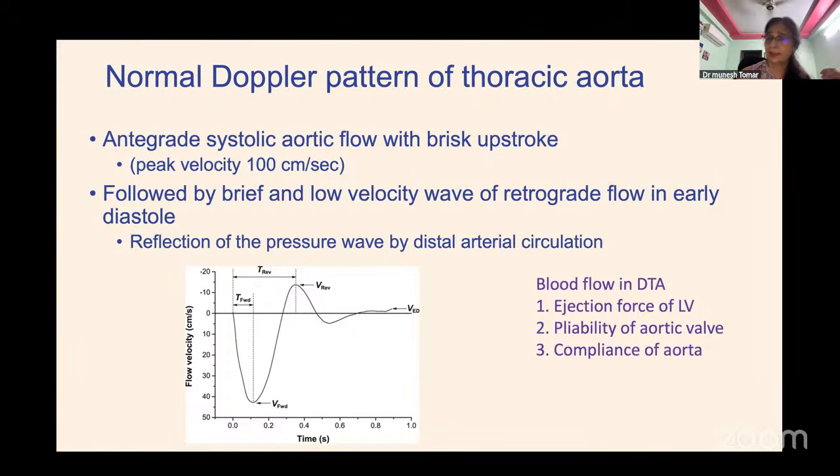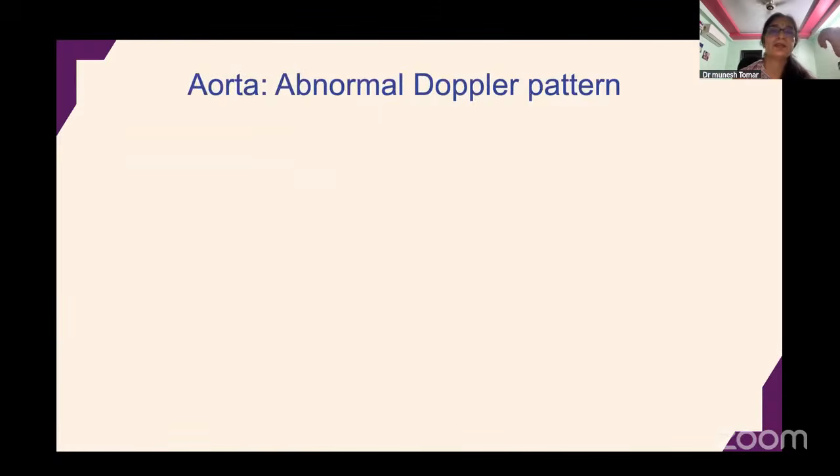Blood flow in this descending aorta. So multiple factors are playing here. It is ejection force, it is the pliability of the aorta, and it is the compliance. So everything is playing a role. When anything is getting disturbed, you will get an abnormal flow pattern across the descending thoracic aorta.